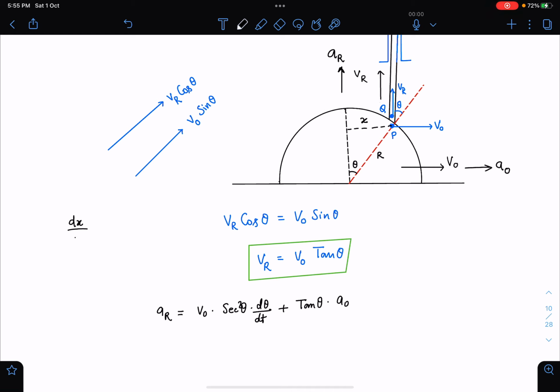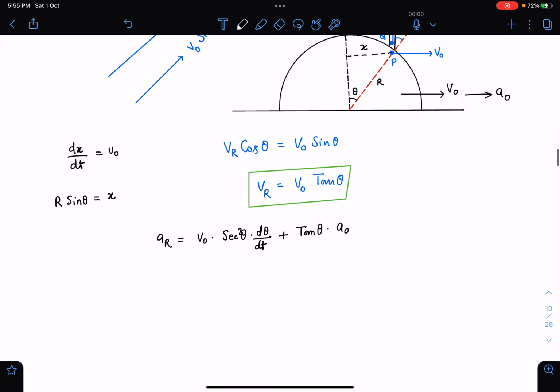dx by dt is v naught for us. So if I write here, I'll be writing r sin theta is equal to x. Now I'll be differentiating it: r cos theta into d theta by dt, and this I'm going to get as v naught. So you can see here in these problems, this d theta by dt will be calculated either using geometry, or by using a diagram, or omega. Directly we can write this.